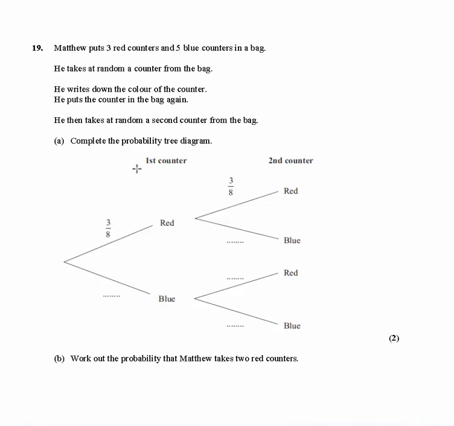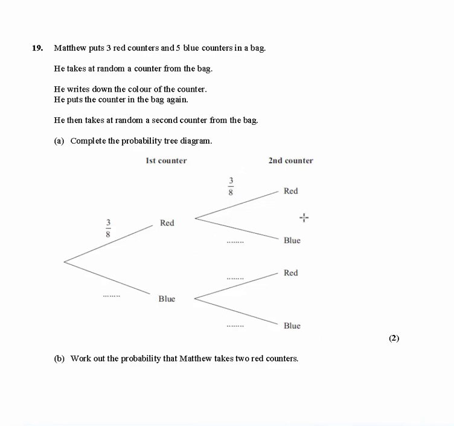So this part of the tree diagram is for when he takes the first counter out of the bag. Reading this stuff here, if you know that the probability of getting red is 3 out of 8, you should be able to work out what the probability of blue is. And he puts the counter back in the bag again. So that's why it's 3 out of 8 for red here.